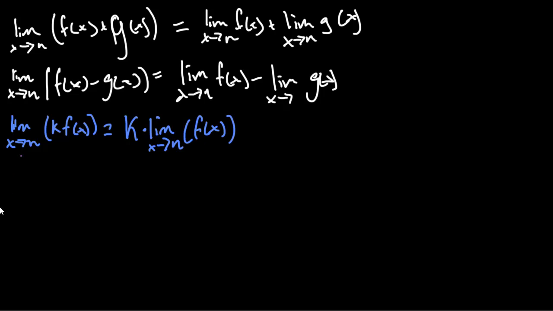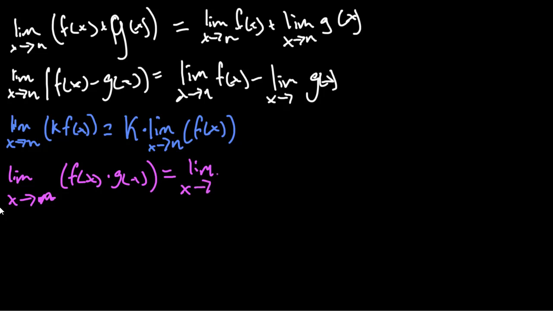Let's go to purple. We're going to look at the limit as x approaches n of, let's say, a product. What if we have f of x times g of x? This will surely trip you up on your quiz. No, it won't, because you should know by this point that what we're going to do is split this limit up into two. So the limit as x approaches n of f of x times the limit as x approaches n of g of x.